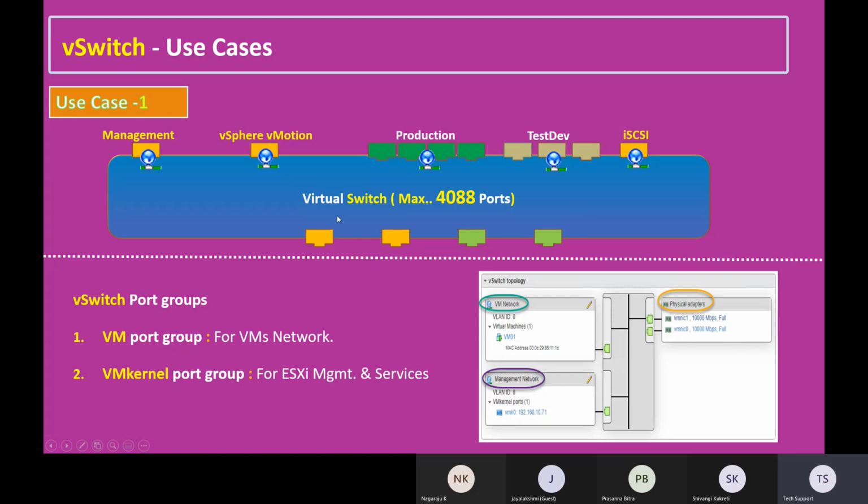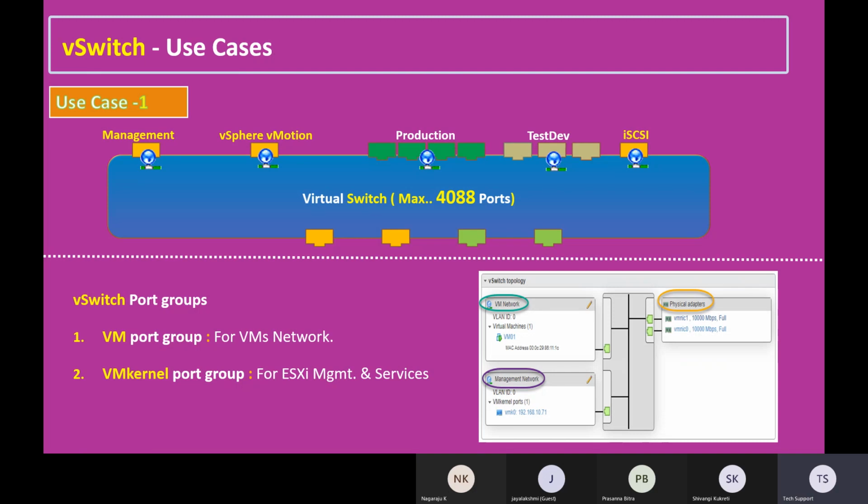If you want to use only one vSwitch in your environment, that is one use case. Within one switch, we can create two types of port groups. How many port groups do we have? We have VM port group and VMkernel port group. VM port group is only for the virtual machine network. And VMkernel port group is for ESXi management and its services. Services means vMotion, provisioning service, fault tolerance.